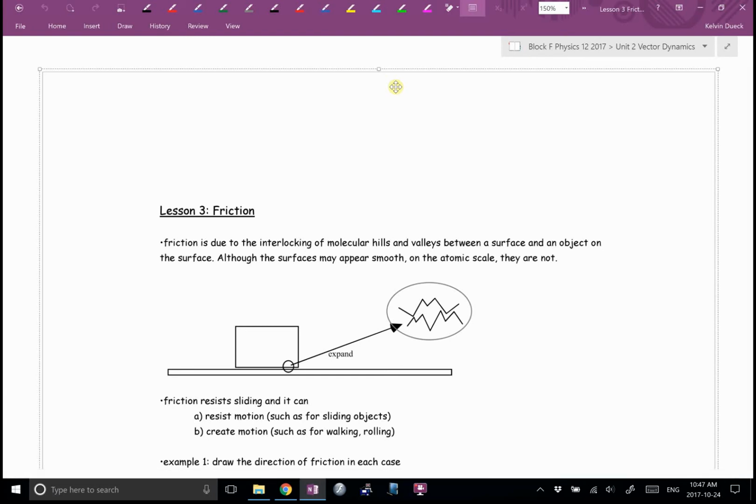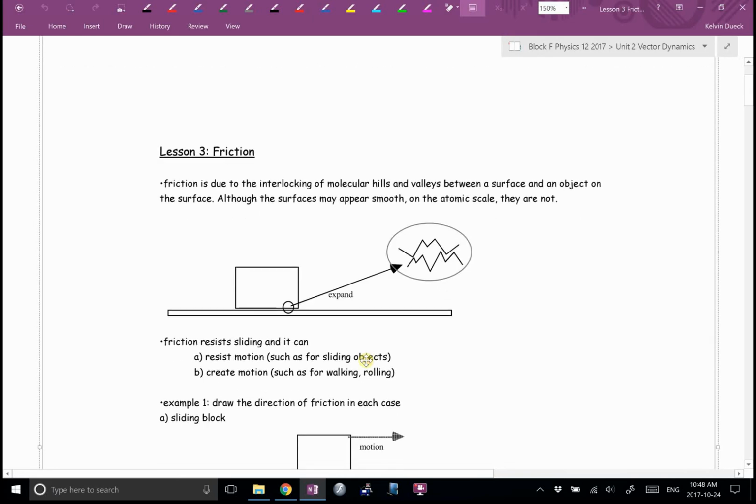Here we go. Friction. I taught you last year that friction is due to the molecular interlocking of these tiny microscopic hills and valleys that exist on the atomic scale between an object sitting on the surface and the surface itself, between two objects rubbing together. Even if they appear smooth, on the atomic scale, they are not. The key idea for friction in terms of direction is it resists sliding. Because of that, it can resist motion, but it can also cause motion.